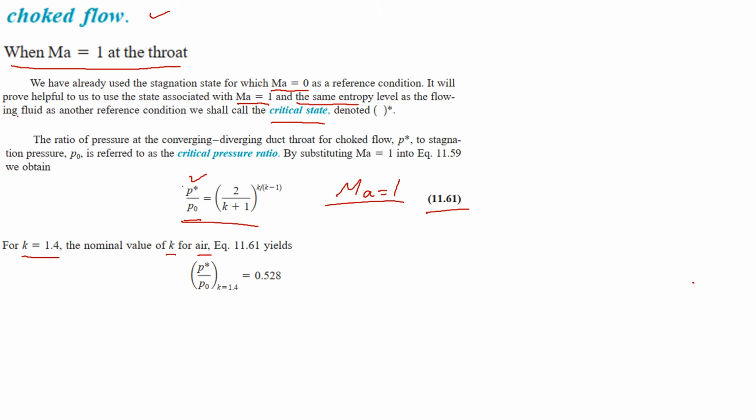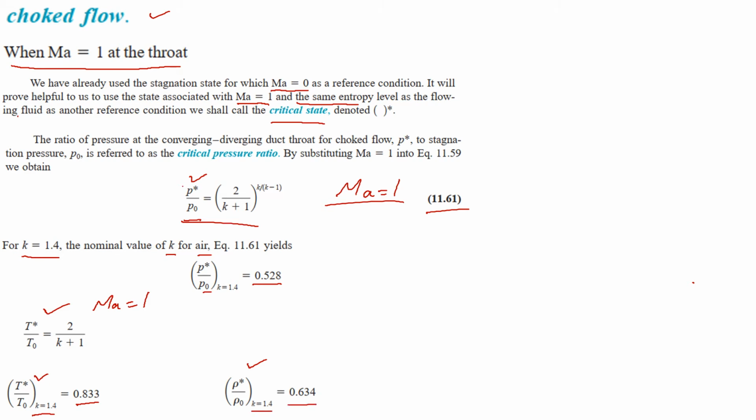So we have this relation: P star over P naught, that is the stagnation pressure, is equal to 0.528. Similarly, we have a relation for temperature by putting the Mach number equal to 1 and k equal to 1.4: T star over T naught is equal to 0.83. Similarly, we can also have a relation for rho star over rho naught, that is for density, and for k equal to 1.4 we will have a relation like this for density as well.